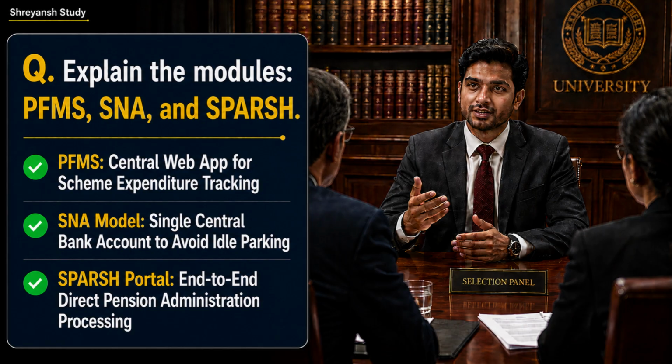SNA, Single Nodal Agency model: a mandatory mechanism under PFMS where a state designates one central bank account for a specific scheme. All down-tier university allocations are drawn directly from this single account via zero-balance subsidiary accounts, preventing idle parking of public funds. SPARSH, System for Pension Administration: an integrated web-based portal developed primarily to handle end-to-end pension processing directly into retirees' bank accounts without intermediaries.